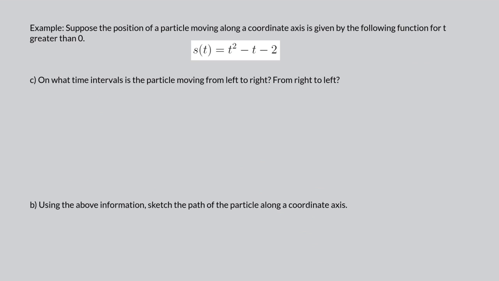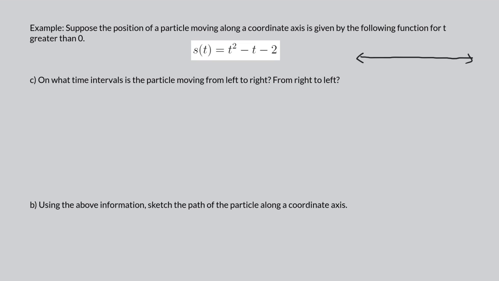The next part of the problem, part C, asks us to figure out on what time intervals the particle is moving from left to right and right to left. So here's what you need to think about when you're doing this. Suppose the particle is right here, and it starts moving to the right. Before it can start moving to the left, it has to first come to a stop, and then it starts moving to the left. And then before it can start moving to the right again, it has to come to a stop. So the way we figure out the time intervals when it's moving from left to right is, first of all, determining when the particle stops.